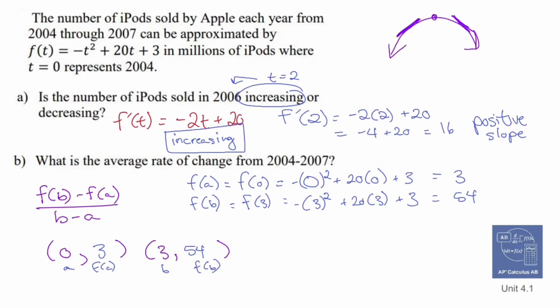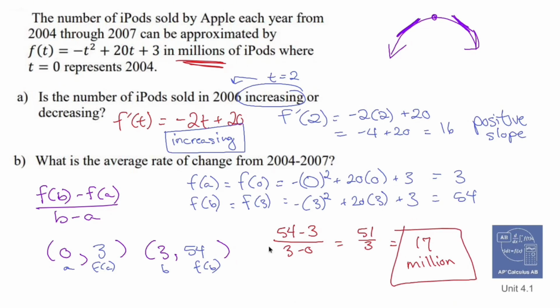So let's plug it all in. Let's plug and chug. All right, f of b minus f of a is going to be 54 minus 3. b minus a is going to be 3 minus 0. Okay, 51 over 3, I'm pretty sure is 17. So the average rate of change is going to be 17 million. Now, where did I get that million from? I don't think Apple only sold 17 iPods per year. They probably sold a few more than that. I don't know business, but it says up here that it's in millions. So the average rate of change is going to be 17. Between 2004 and 2007, they sold 17 million iPods or iPads or whatevers per year.